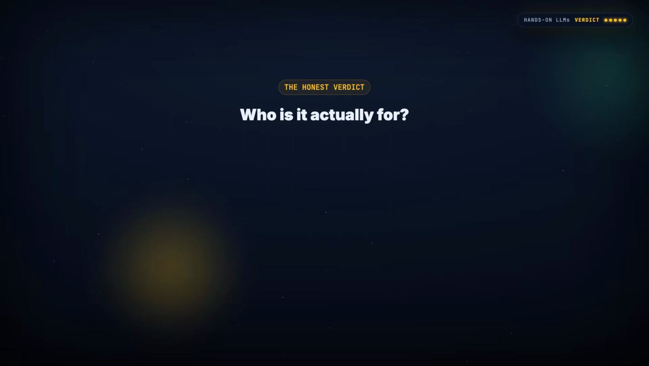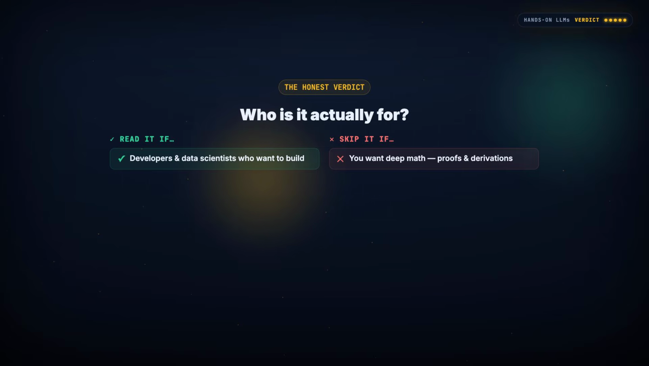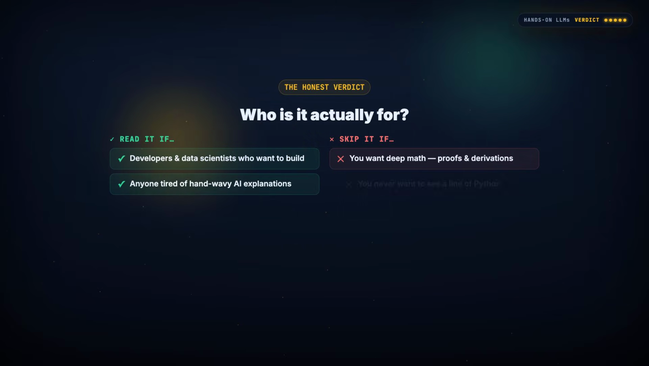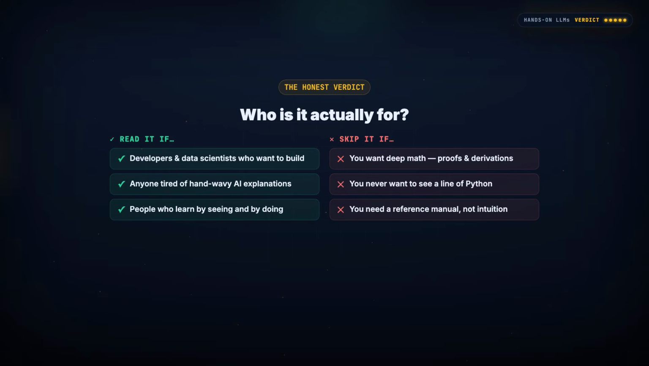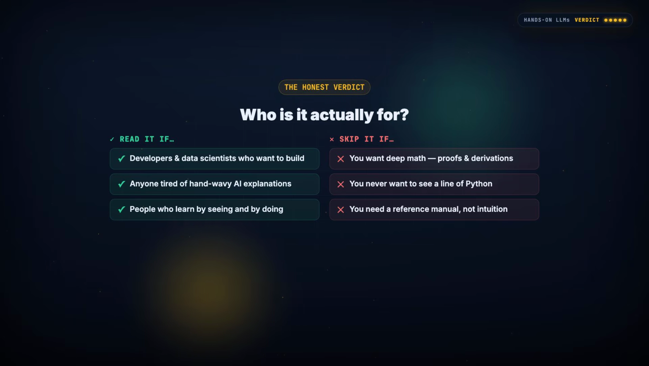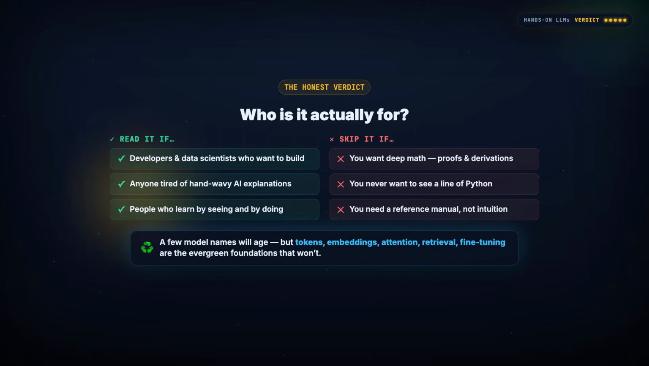Alright, here's my honest verdict. Who is this book actually for? It's perfect if you're a developer, a data scientist, or a genuinely curious person who's tired of hand wavy explanations and wants to truly understand how this technology works and build with it. If you learn by seeing and by doing, this might be the best AI book on the shelf right now.